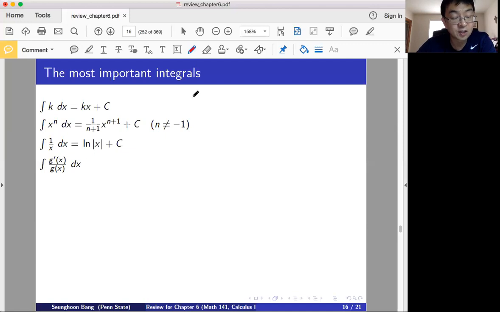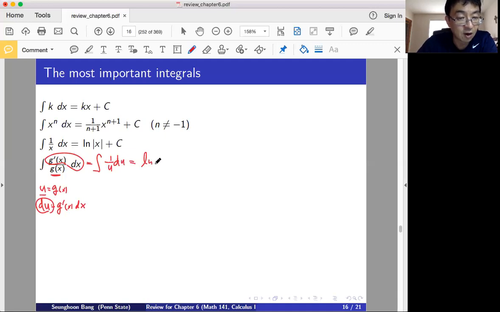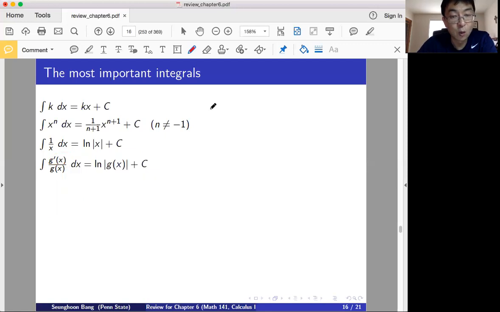The integral of g prime of x over g of x: you can use the substitution rule. Here, u equals g of x, and du equals g prime of x dx. You can change it: the integral of 1 over u du, which is the natural log of the absolute value of u plus c. You can change back: ln of the absolute value of g of x plus c. That's it. This is the whole idea for solving this problem. Like this. So one more.